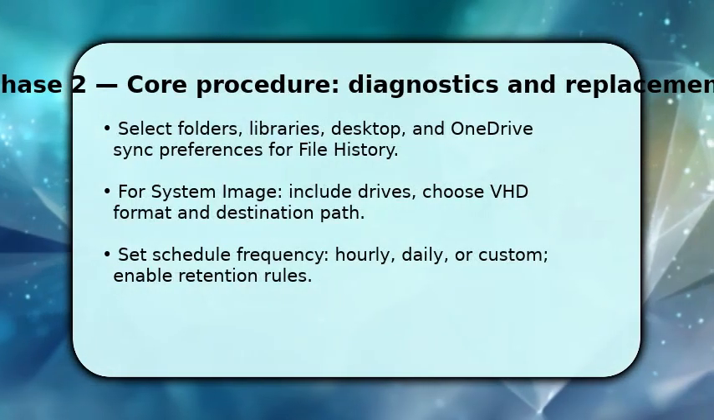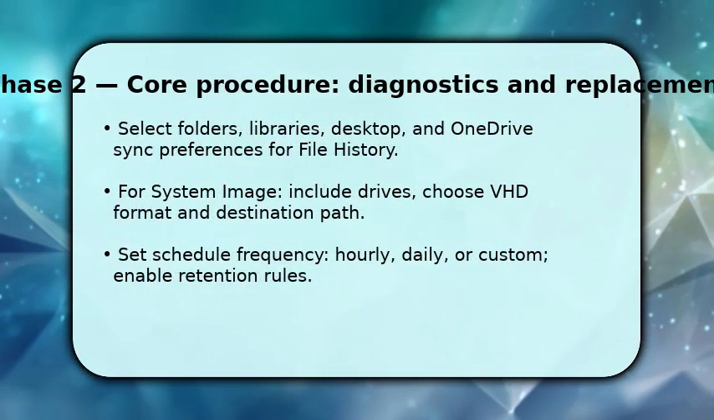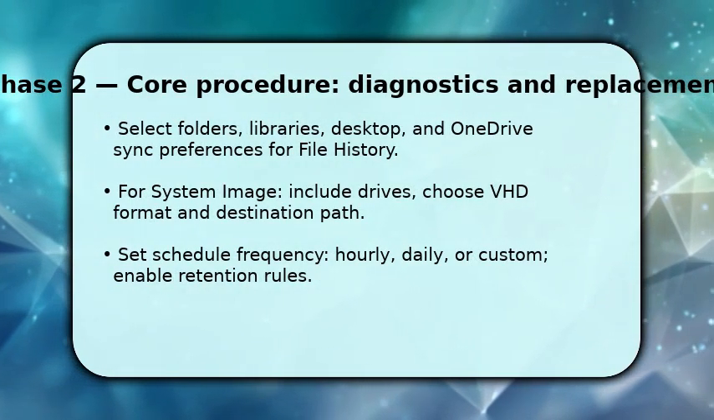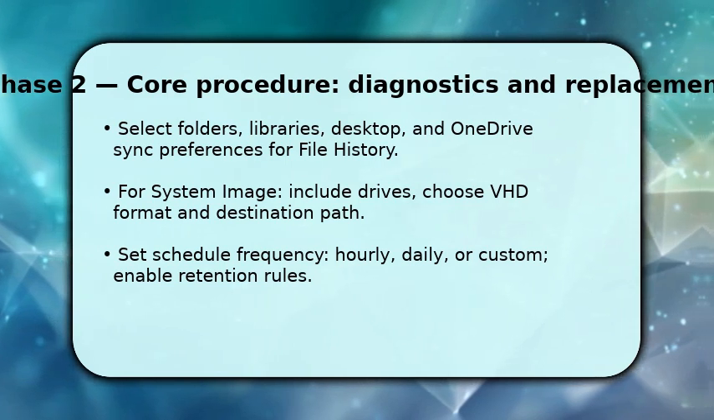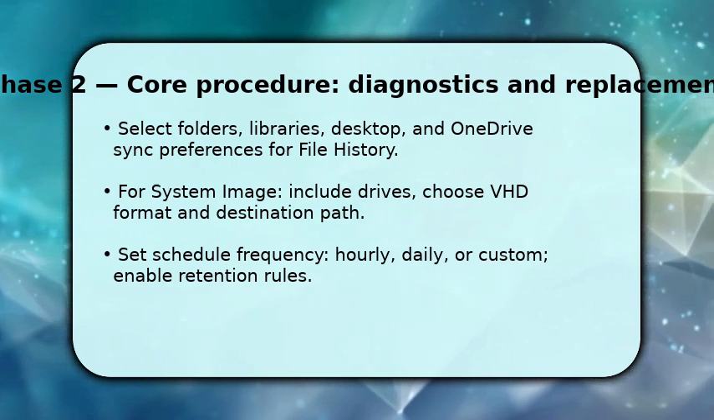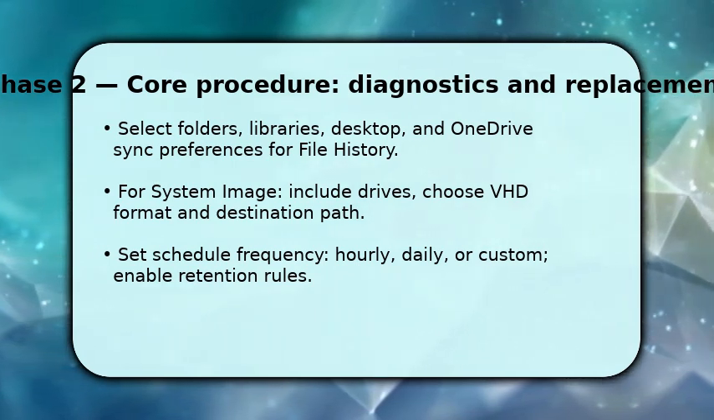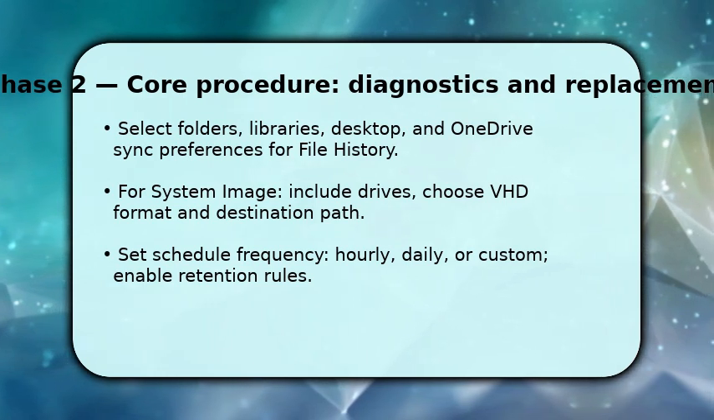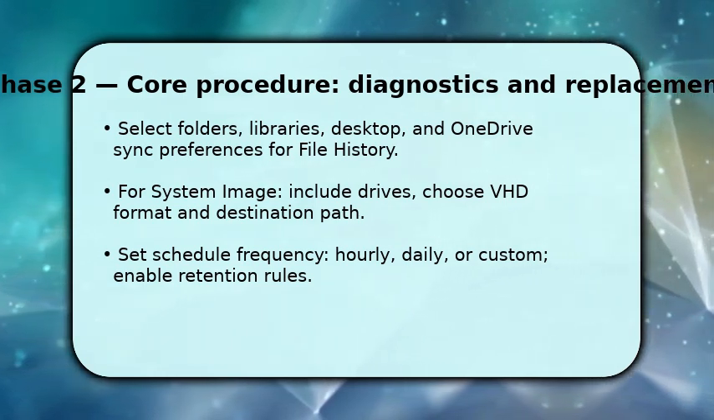Now you configure what to back up and how often because good choices save time and space. If using file history, pick folders and libraries to track and exclude large transient folders. For a system image, include the system drive and any data drives you need. Confirm destination supports large VHD files.